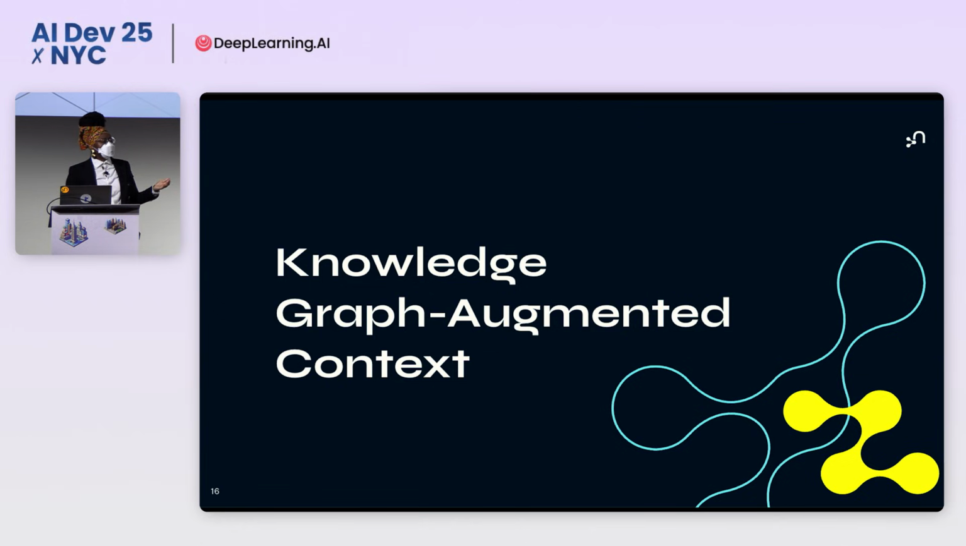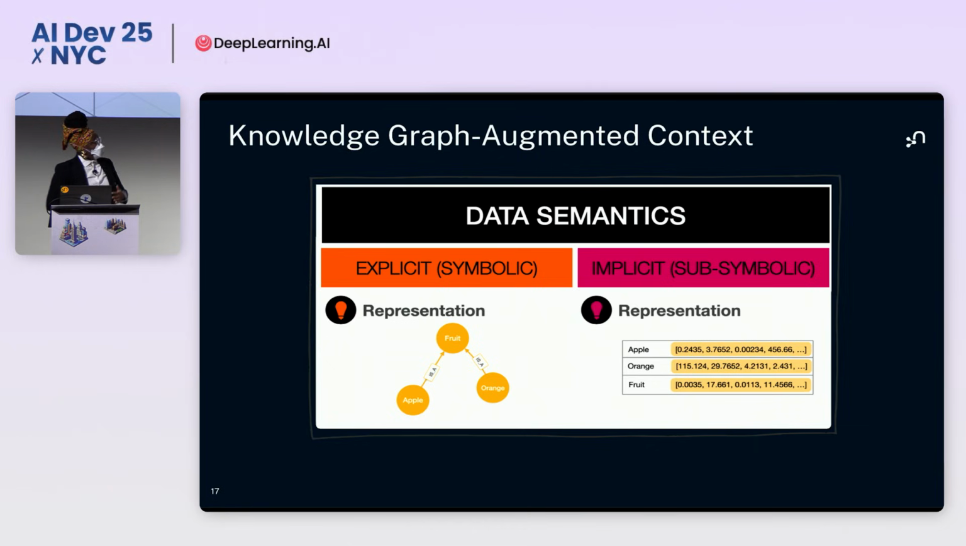But the method that I really want to dive into today is using knowledge graph augmented context. Knowledge graphs are an extremely useful and powerful way to introduce structured relational knowledge into an agent's context. And unlike a collection of text chunks, a knowledge graph encodes facts within the relationships.